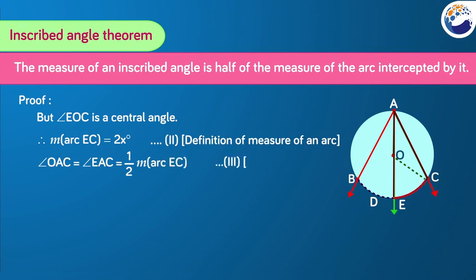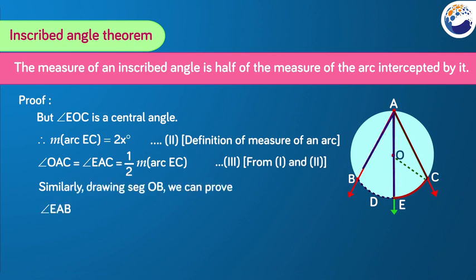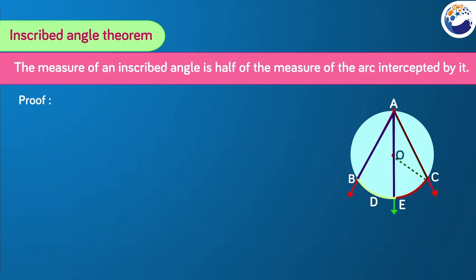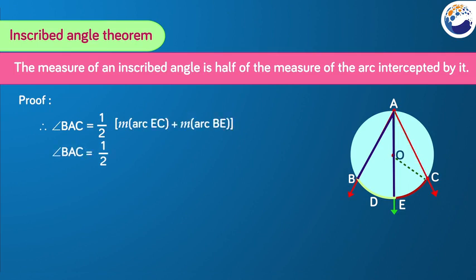Equation 3, from equations 1 and 2. Similarly, drawing segment OB, we can prove angle EAB is equal to half the measure of arc BE. Equation 4. Therefore, angle EAC plus angle EAB is equal to half the measure of arc EC plus half the measure of arc BE, from equations 3 and 4. Therefore, angle BAC is equal to half the sum of the measures of arc EC and arc BE. Angle BAC is equal to half the measure of arc BEC, which is equal to half the measure of arc BDC.